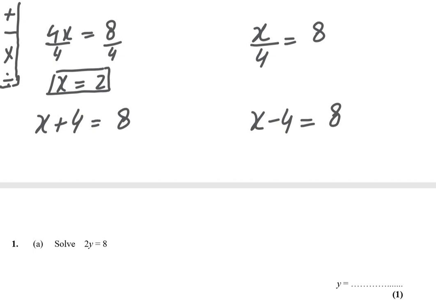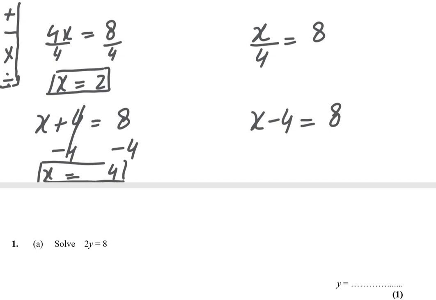Okay. So what's the connection here? It's a plus. So what is the opposite of plus? Minus. We're gonna do minus 4 over here, and minus 4 over here. This is gonna be cancelled. So x is going to be 4. That's the answer.